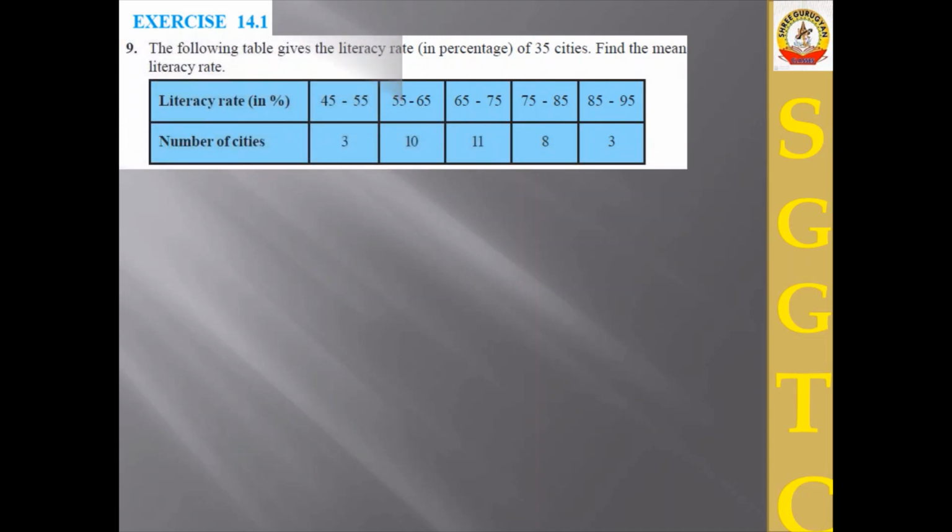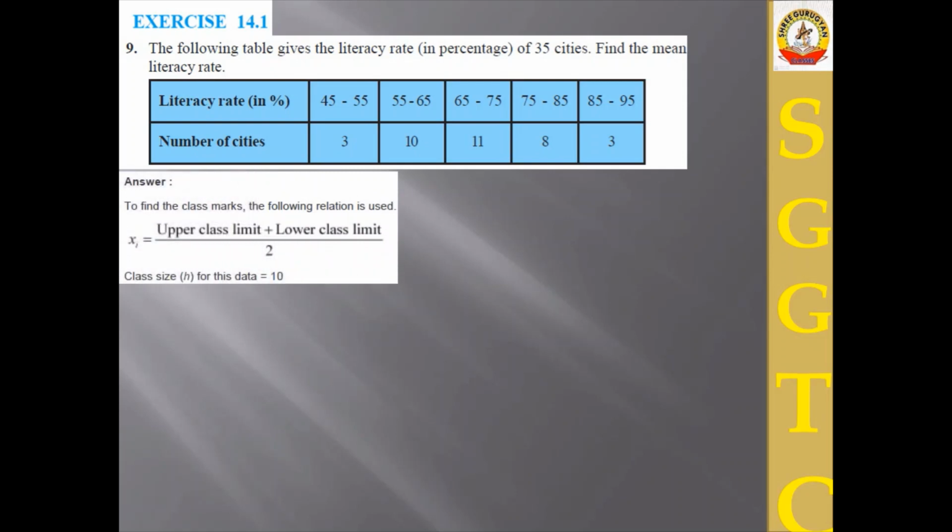14.1 continue. Sum number 9. Literacy rate given and number of the cities given. Check here: 45 to 55, 55 to 65, 65 to 75. All are the same class given. So apply class size h is equal to 10. Listen, students, in the previous numerical 8th one, they are not the same. So I did not utilize the h method. Here the h method is utilized.